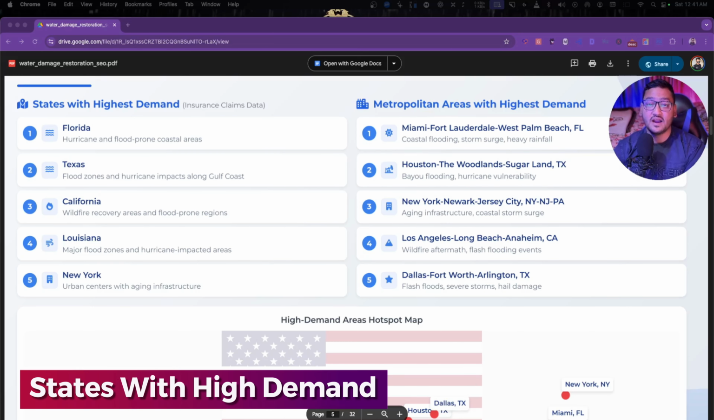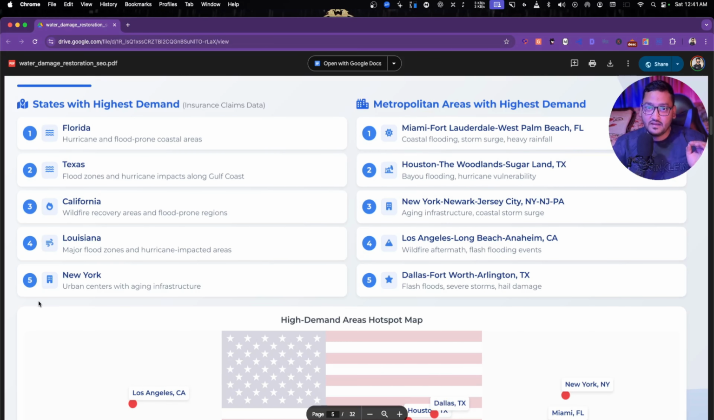Now let's go to the third, states with highest demand. If you just started your career and you have 1 or 2 years of experience in local SEO, and now you want to switch to a premium niche, this particular slide or this type of research is necessary for you, so that you can identify which are the top cities you need to target to acquire clients.